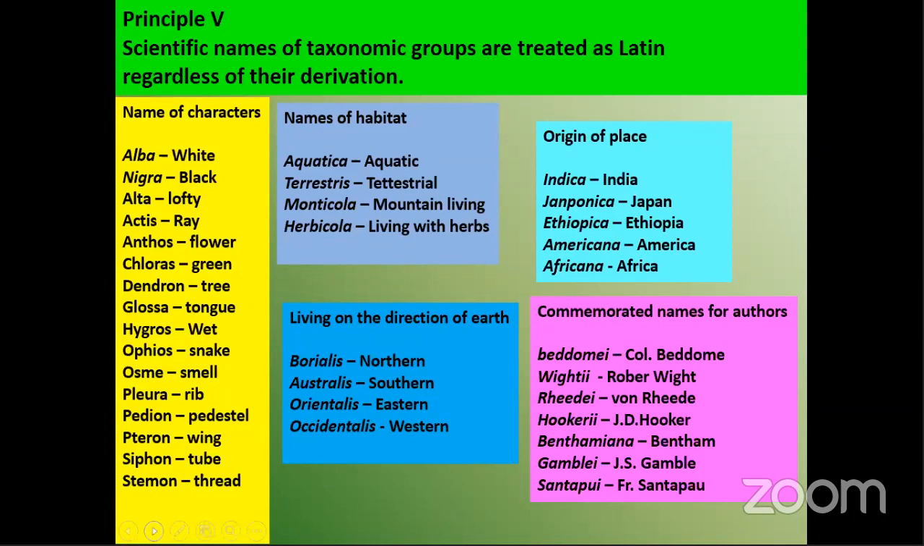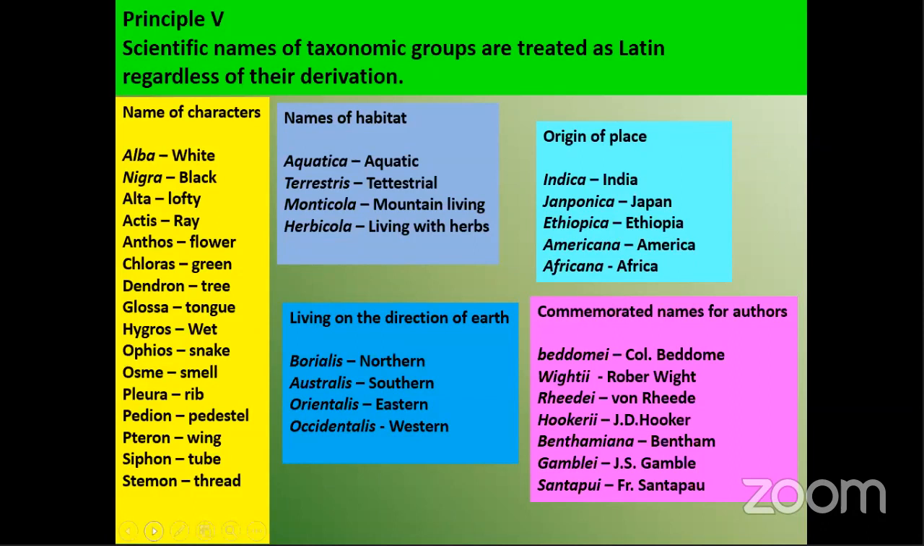Name of the habitat: Aquatica, aquatic; Terrestris, terrestrial; Monticola, mountain living; Herbicola, living with herbs. So like that. Even now, origin of place, we should be name of the taxa. Whenever we are collecting, for example, Nallamalai, we name it Nallamalayana. Based on the origin of place, where we first collected.